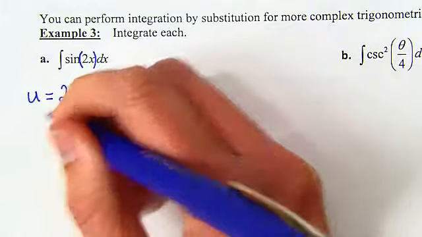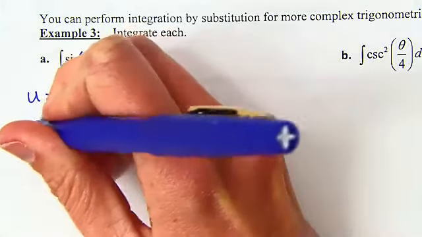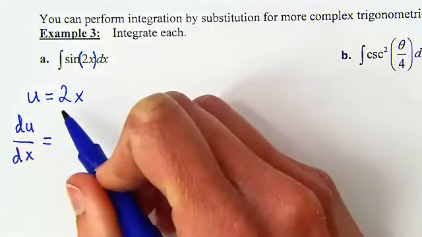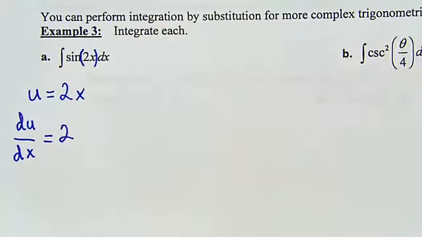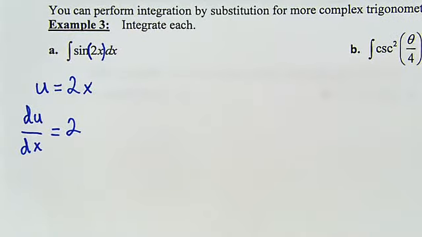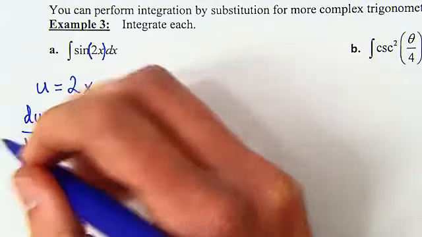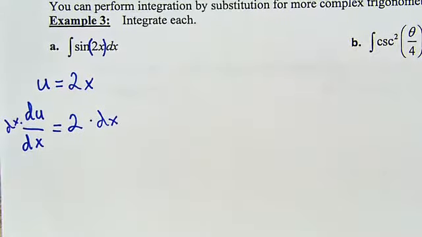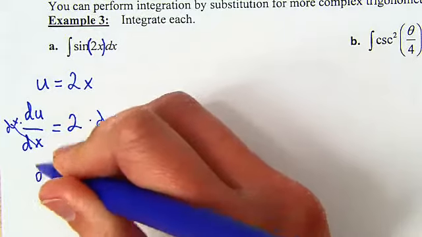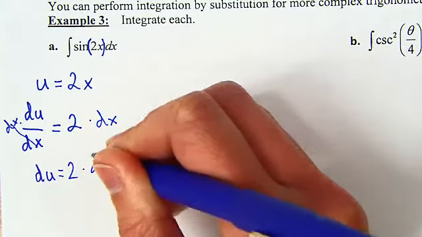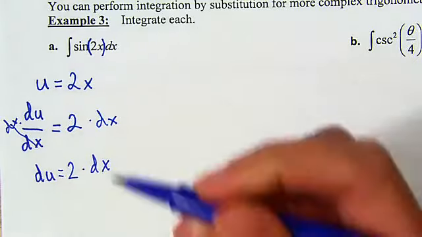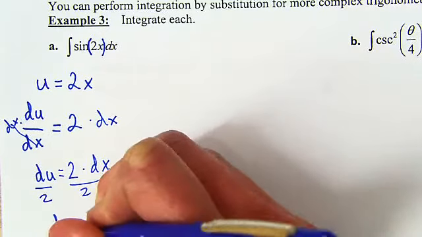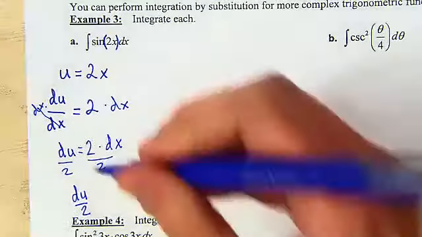Now the next step is to take the derivative of that. So I have du over dx is equal to, and the derivative of 2x is 2. Next, I'm going to get dx by itself. It's stuck there in the denominator, so I can multiply dx to both sides to get out of that denominator. Then I have du is equal to 2 times dx. And then again, I'm trying to get dx by itself, so I can divide both sides by 2. So then I have du over 2 is equal to my dx.